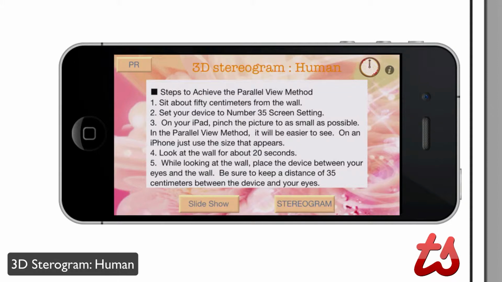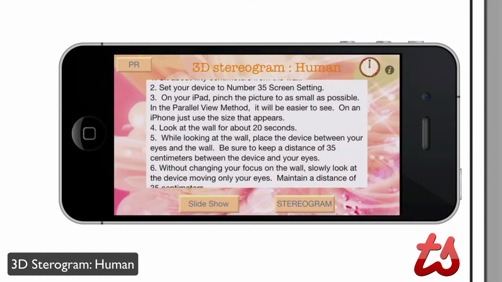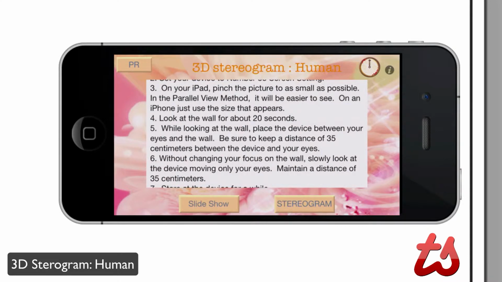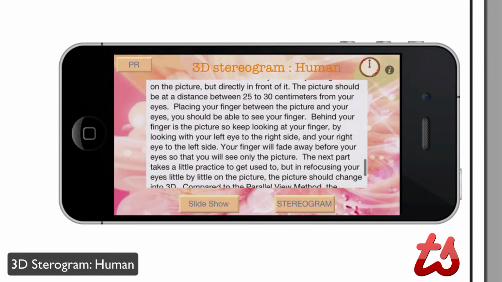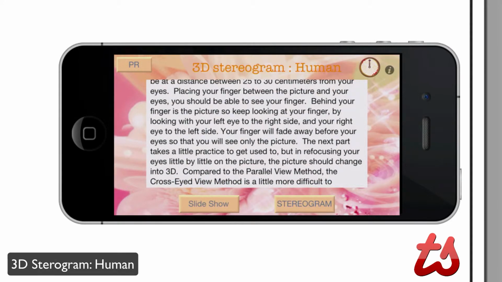While looking at the wall, place the device between your eyes and the wall. Be sure to keep the distance about 35 centimeters. Without changing your focus on the wall, slowly look at the device, moving only your eyes. Obviously, this is something you're going to need to try out for a lot of these methods. It's not something I can exactly show you on screen, but I can go through the app here.